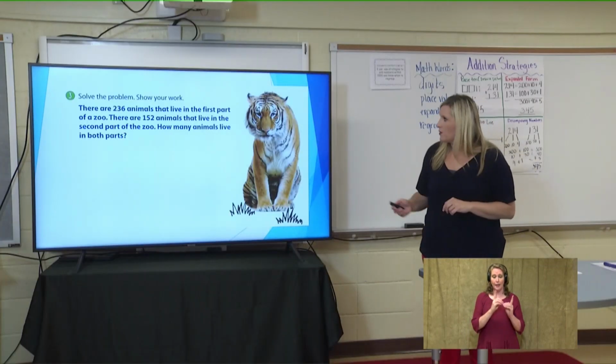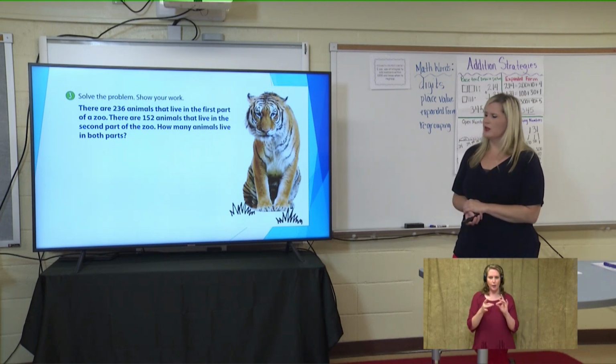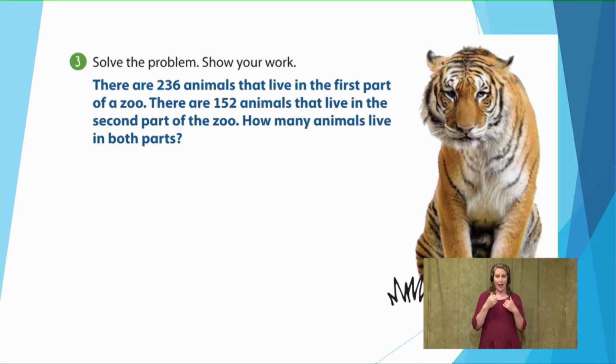So let's warm up our brains and think about this problem. There are 236 animals that live in the first part of a zoo. There are 152 animals that live in the second part of the zoo. How many animals live in both parts? So I want you to think, how could you solve that problem? Think about what we talked about on Monday and think about how you could solve this problem. If you have a piece of paper and a pencil, that would be great because you're going to need that today. So think about how you would solve that problem.